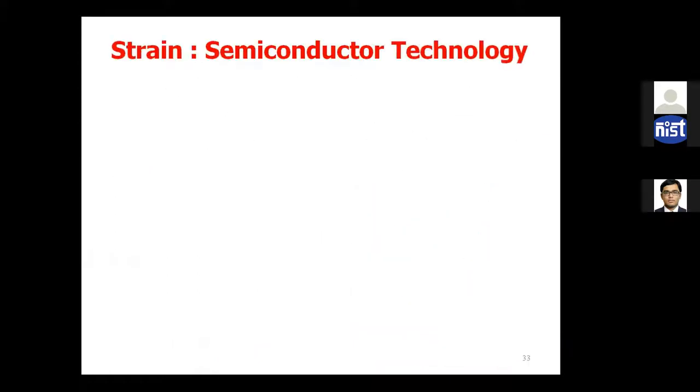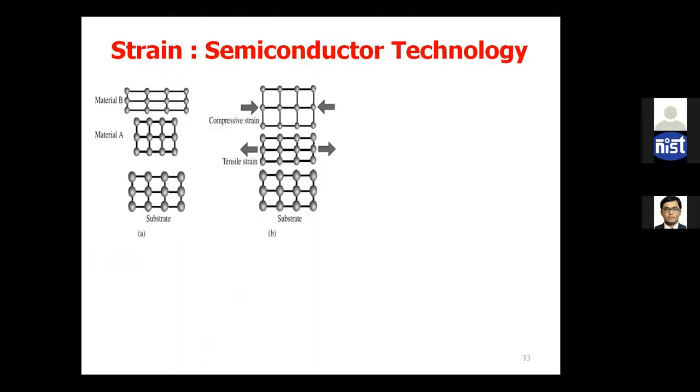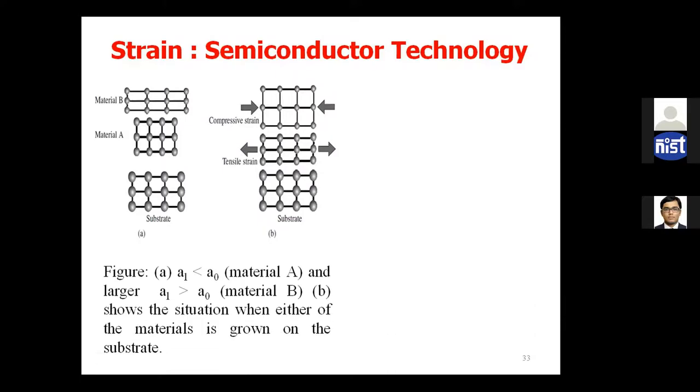Another technology which is also helpful for devices is strain technology. Strain is another parameter. If you control it properly, you can also control the device property. For example, gallium arsenide and aluminium gallium arsenide have approximately the same lattice parameter, so there is no need for strain. Suppose you want to go to silicon over germanium. Now they have different lattice constants, so it will lead to strain.